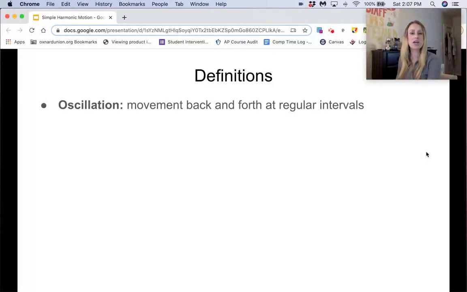regular intervals. So this could be a pendulum swinging back and forth. It could also be a mass on a spring moving back and forth like this. But as long as that happens at regular intervals, we call this an oscillation.